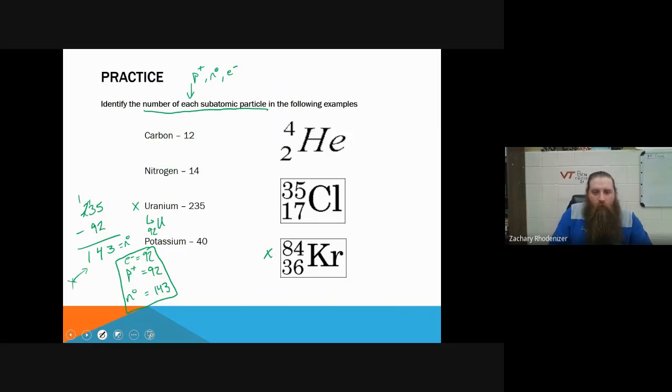14 minus 6 is 8. 7 minus 3 is 4. So 48 is the number of neutrons. So my answer, I would say E minus equals 36, P plus equals 36. Is that right? Check that math. Yeah, 48, and my neutrons equals 48. And I box that in. That's my answer. So you do the rest of these.